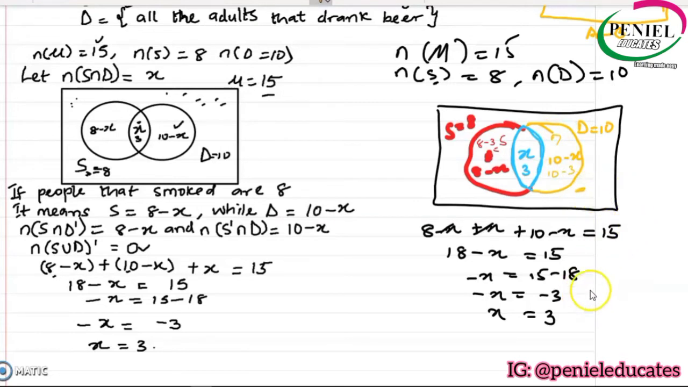All right, so that is how two set problems are handled. All right, so let us look at other examples involving three set problems.